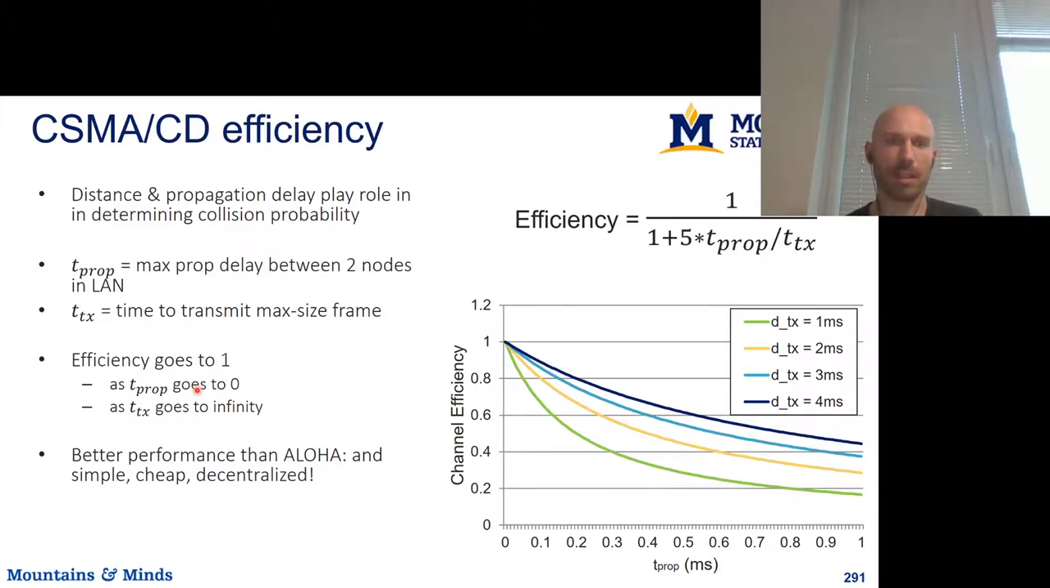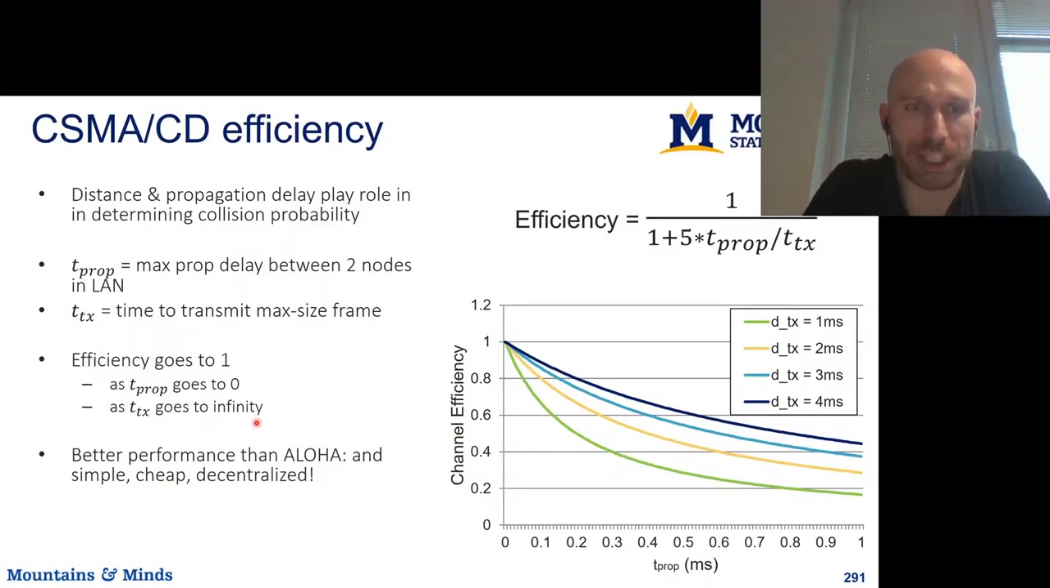The other effect of this formula is that if transmission time goes to infinity, this will also tend towards 1. And the reason for that is that if a node starts transmitting an infinitely long packet, no one else will be able to transmit, and so there's only one node transmitting forever and ever, which means you have spectral efficiency of 1. Okay? And so with that, we can see what happens here as propagation delay goes to 0, right? We end up with channel efficiency of 1. And if the transmission time gets longer and longer, you can see that the efficiency goes up.